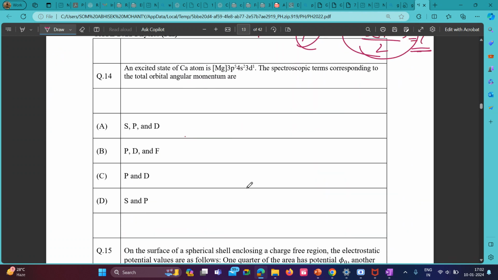An excited state of calcium atom is 3p5 4h2 3d1. The spectroscopic terms corresponding to the total orbital angular momentum are, right?